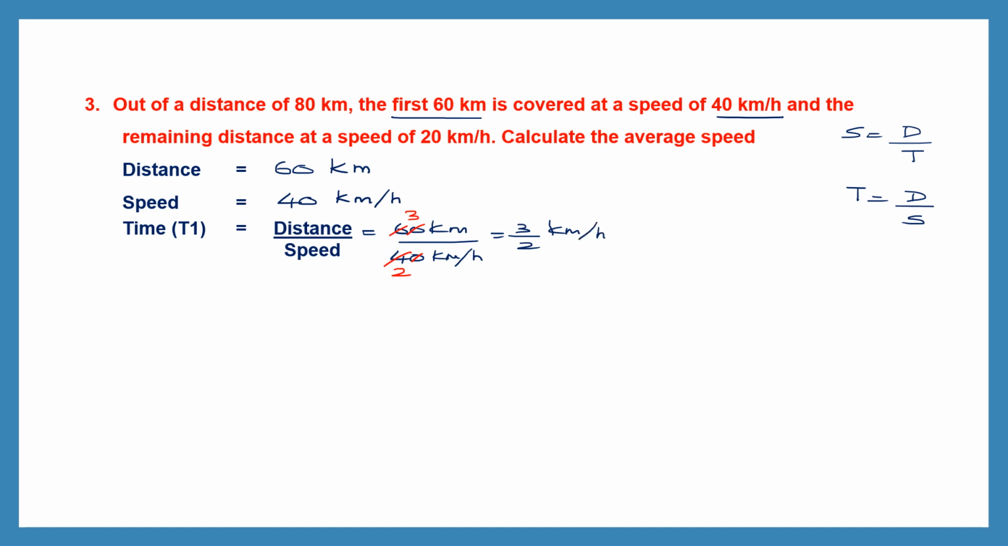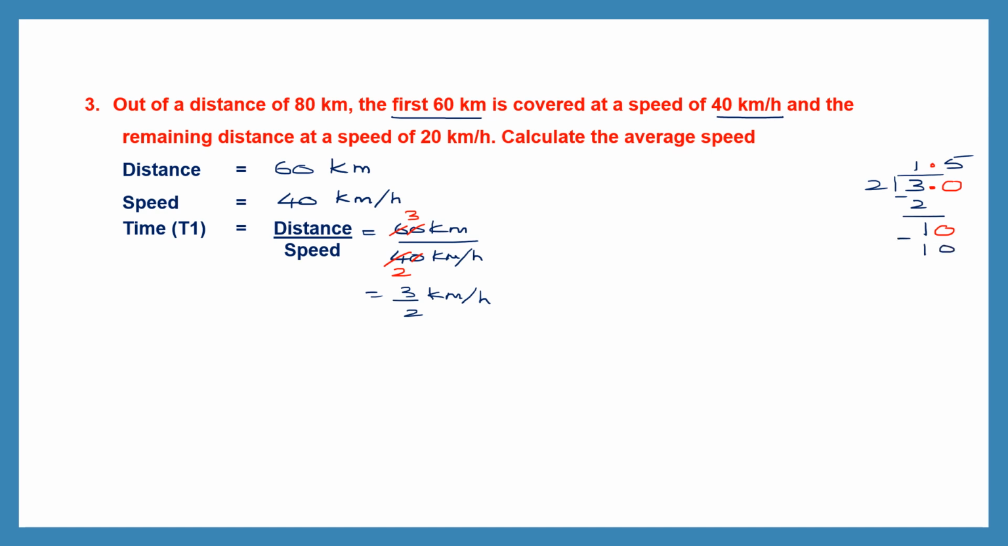Now let's convert it into a decimal number. So let's divide 3 by 2. 2 ones are 2, minus 1. Now to continue the division, we have to put a point here, carry that point up, put a 0, bring the 0 down. Now the number is 10. 2 5s are 10, minus 0. So here we have 1.5. So 3 by 2 hours is 1.5 hours.